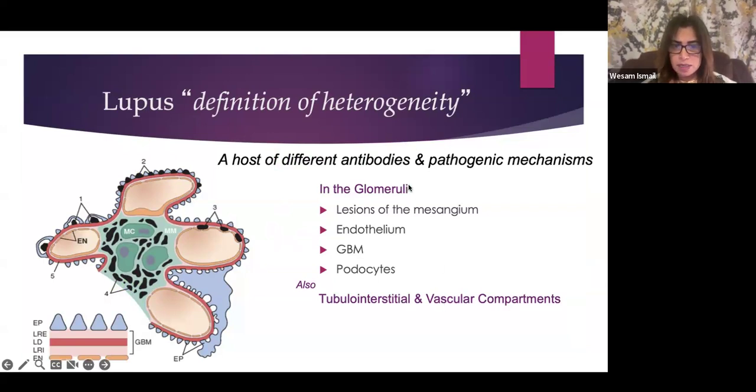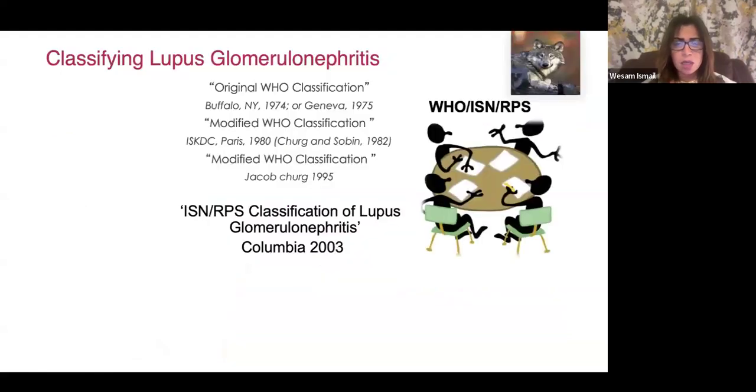And in the glomerulus itself, it causes lesions in the mesangium, lesions in the endothelium, in the glomerular basement membrane, as well as in the podocyte. So it's a disease which is heterogeneous in its pathogenesis, as well as in the presentation or the pathological changes that we see. Classifying lupus glomerulonephritis has been a tale as old as time. Since we ever started to have classifications in medicine, we've been trying to classify lupus glomerulonephritis.